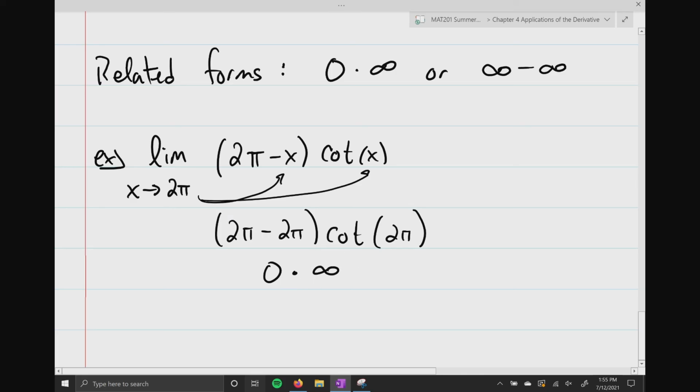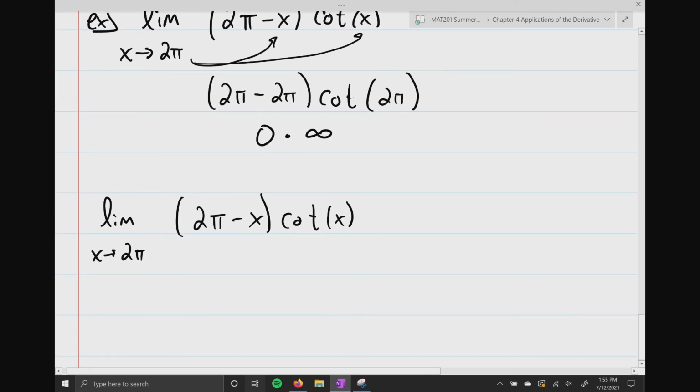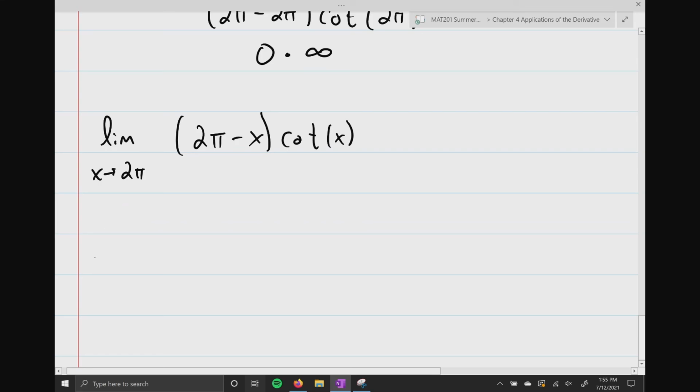So what we need to do, and I'm just going to rewrite the problem right now. So the limit as x approaches 2 pi of the quantity 2 pi minus x times cotangent x. All right, we need to rewrite this using some sort of algebra. All right. What I'm going to do is I'm going to rewrite, and this is one of the techniques. So make sure you are writing this down. So rewrite the limit by dividing by the reciprocal.